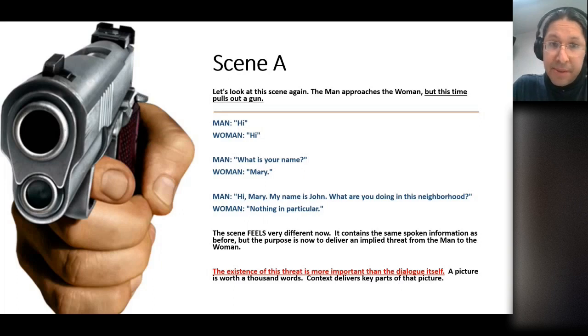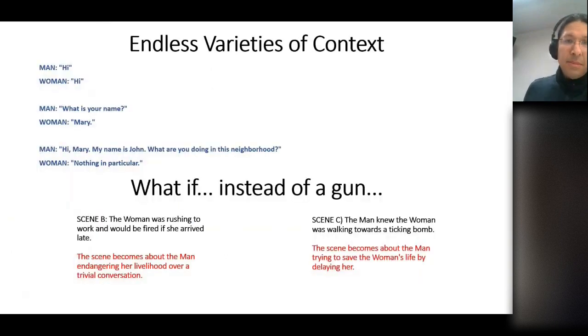A picture is worth 1,000 words, and context delivers key parts of that picture. Okay, so there are endless varieties of context, only limited by our imaginations. So, scene B. What if instead of a gun, the woman was rushing to work and would be fired if she arrived late? The scene becomes about the man endangering her livelihood over a trivial conversation. Scene C. The man knows the woman is walking towards a ticking bomb. The scene becomes about the man trying to save the woman's life by delaying her. What if? What if?